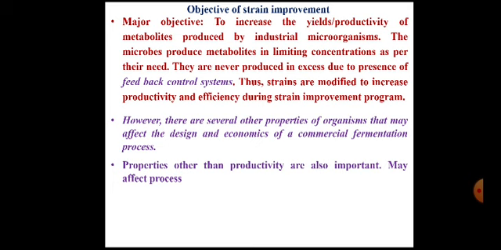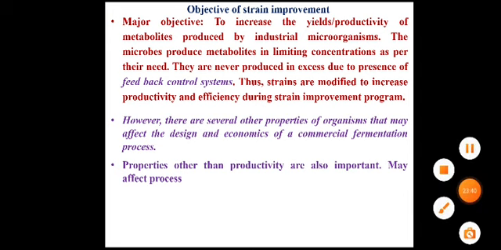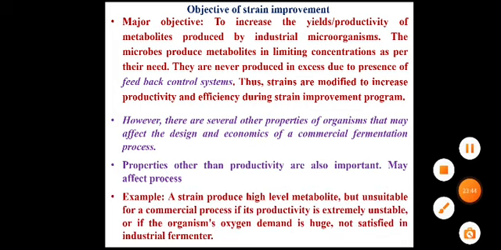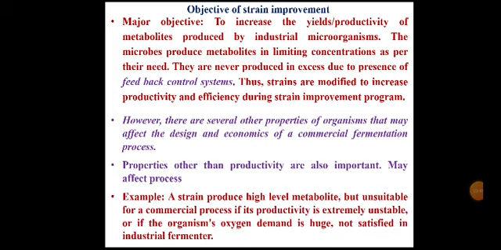So properties other than productivity are also important. That is the point to be considered, because these properties of the organism may lead to a decrease in the yield of the product. For example, a strain which is producing a very high level of a particular metabolite is not suitable for a commercial process if its productivity is extremely unstable. That means the organism is genetically unstable. It is getting reverted back to its natural or wild type.